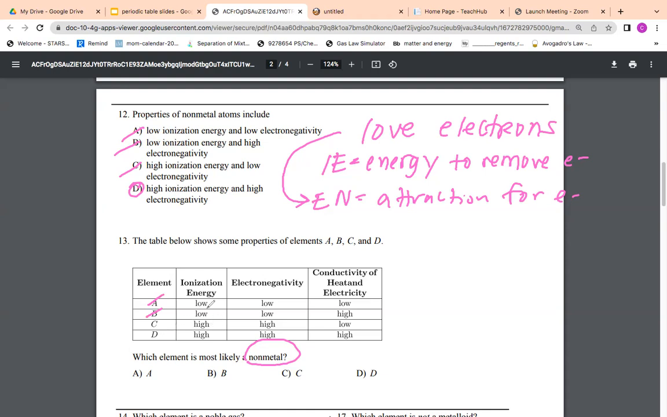So we got element C: high ionization energy, high electronegativity, but low conductivity of heat and electricity. This is in line with the properties of nonmetals. Nonmetals are not good conductors of heat or electricity, so we're going to want to go with choice C. Again, nonmetals do not have high conductivity of heat or electricity. They're very poor conductors.